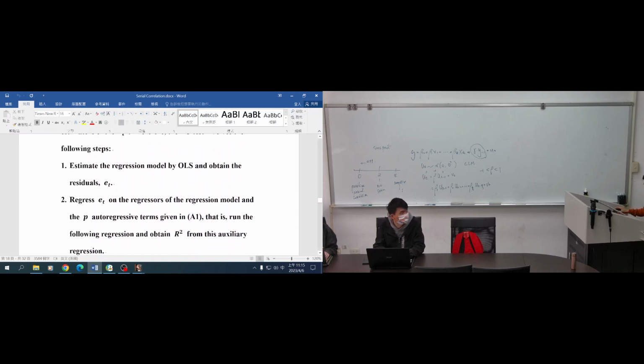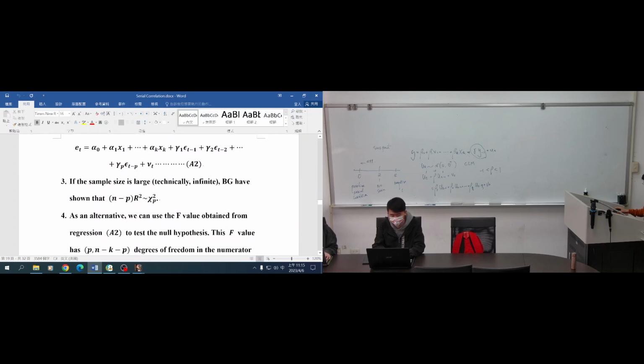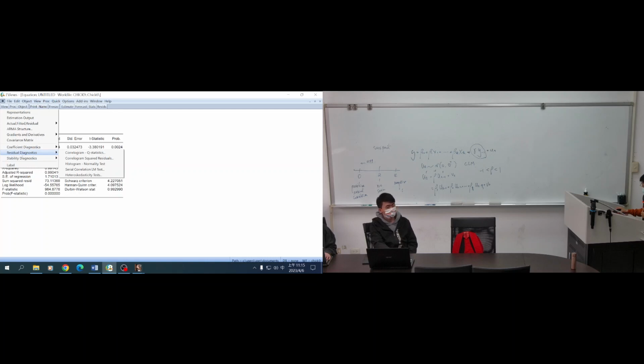I'll show you the result from eViews as well as in Gretl. Okay, let's see eViews. How did you get this Lagrange multiplier test? Look at View, and look at Residual Diagnostics. Did you see Serial Correlation LM Test? You all have that?